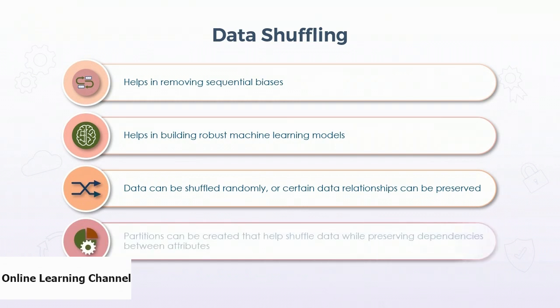Additionally, we can also create partitions that help preserve any dependencies between attributes, whereby the data is shuffled only within the partitions and the values for different partitions are never associated. Simply put, this shuffles the data in rows that share the same values for a designated feature.